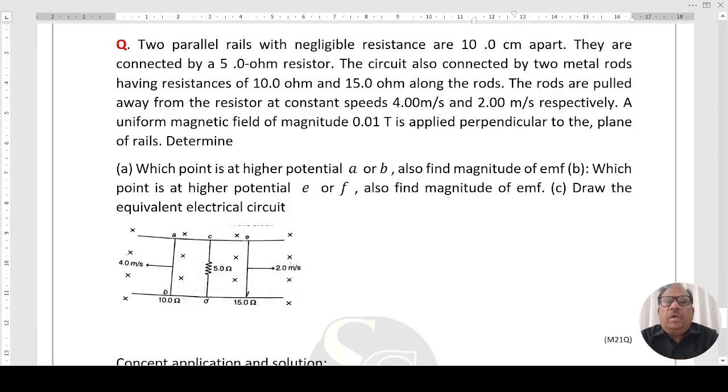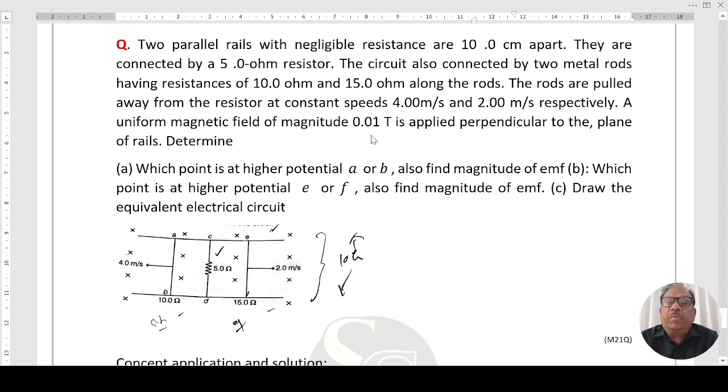The question is, two parallel rails with negligible resistance are 10 centimeter apart. They are connected by a 5 ohm resistance. The circuit is also connected by two metal rods. This AB is the metal rod and EF is the metal rod, having resistance 10 ohm and 15 ohm. The rods are pulled away from the resistor at a constant speed of 4 meter per second towards left, and 2 meter per second towards right.